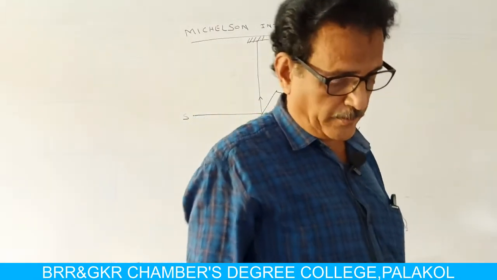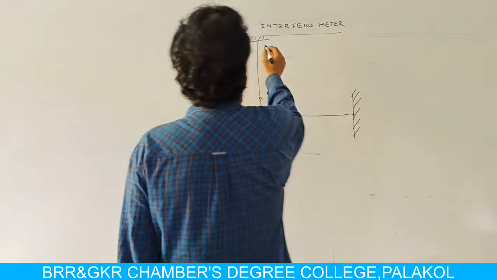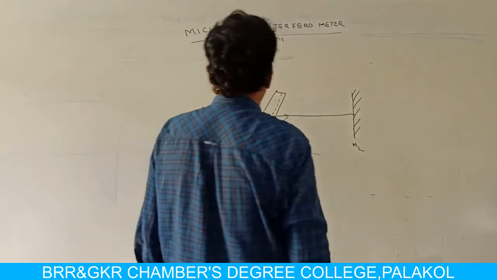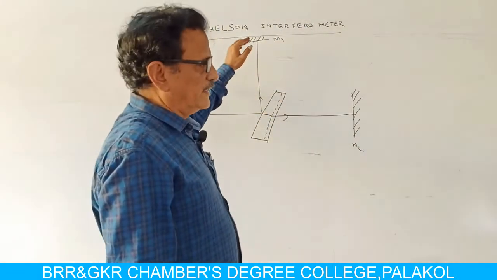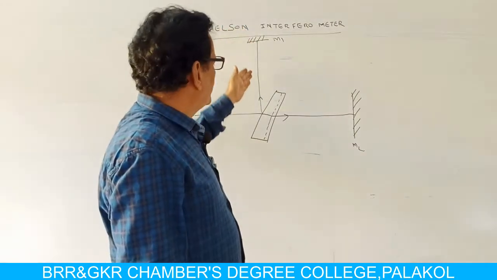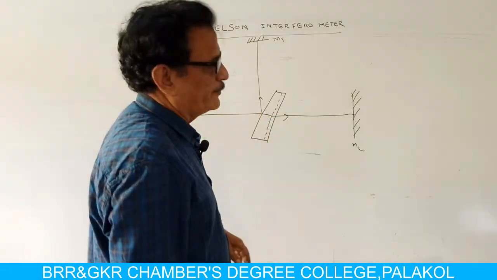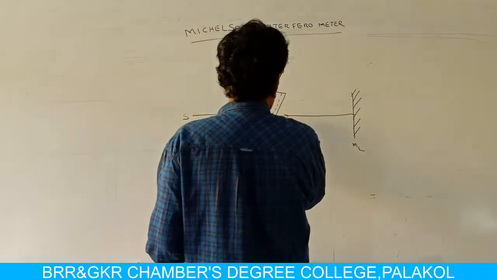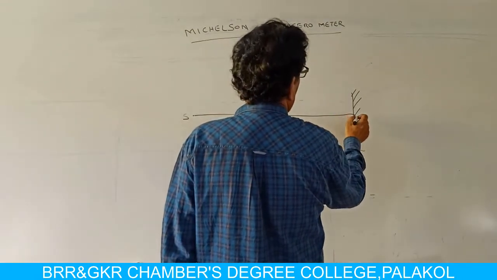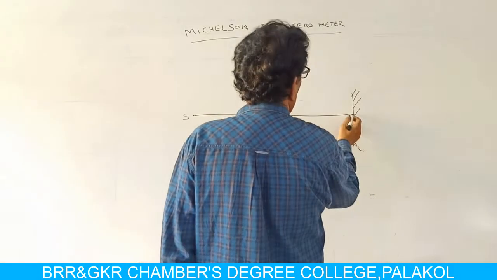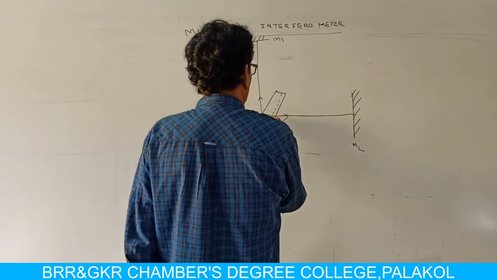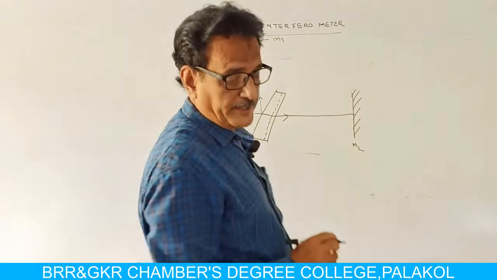Here M1 and M2 are the mirrors. The transverse ray gets reflected at M1. The reflected ray again comes back to the glass plate. Similarly, the longitudinal ray also gets reflected at mirror M2, and the reflected ray again comes to the semi-silvered glass plate.